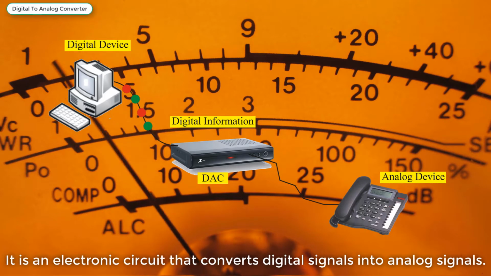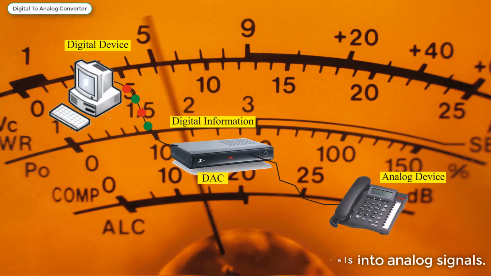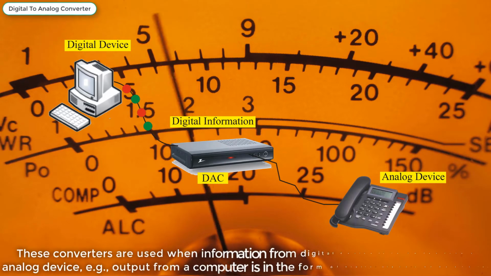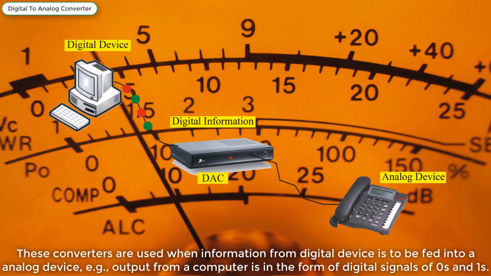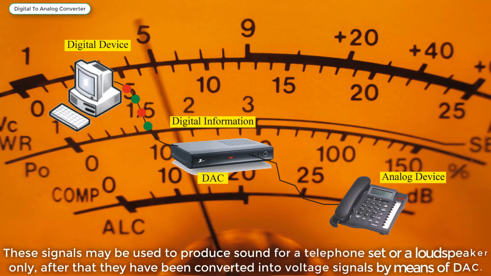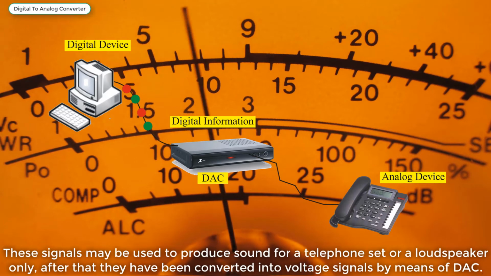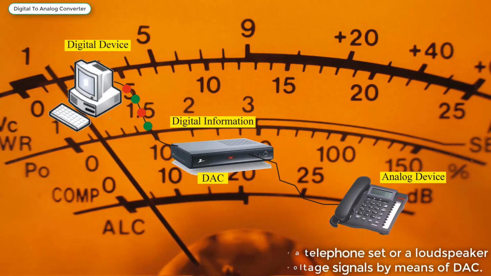Number 2. Digital to analog converter. It is an electronic circuit that converts digital signals into analog signals. These converters are used when information from digital devices is to be fed into an analog device. For example, output from a computer is in the form of digital signals of 0s and 1s. These signals may be used to produce sound for a telephone set or a loudspeaker only after they have been converted into voltage signals by means of a DAC.